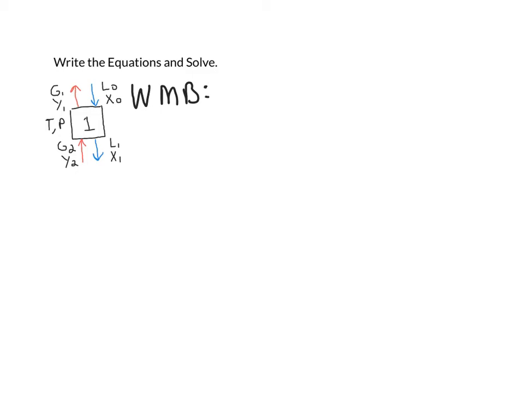The water coming in with the feed is L0 times 1 minus X0. And that has to equal the water leaving stage 1, which is L1 times 1 minus X1.